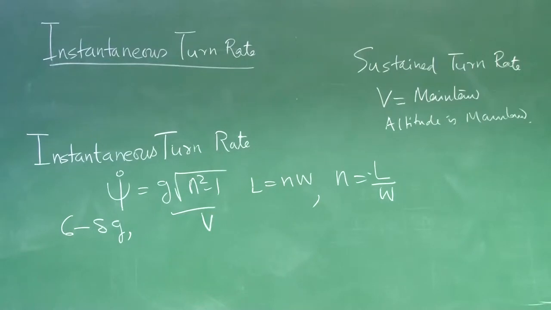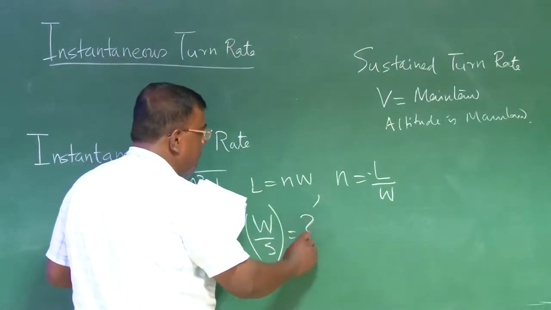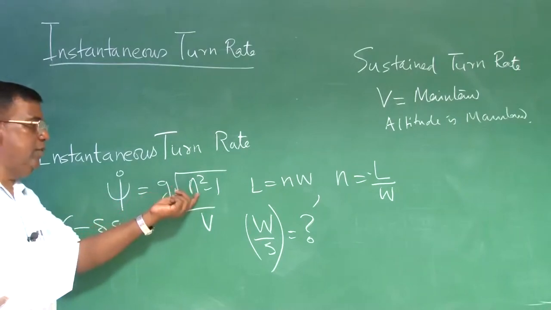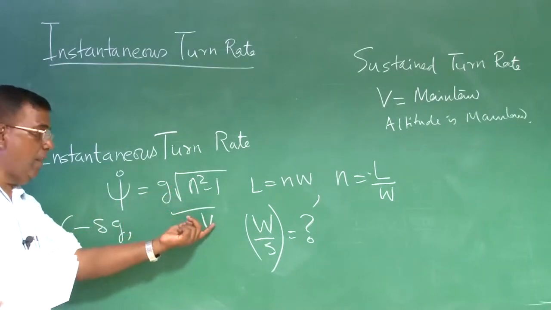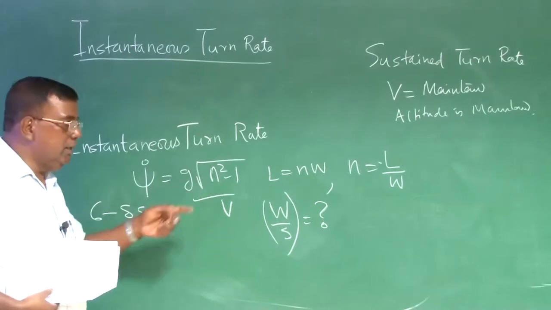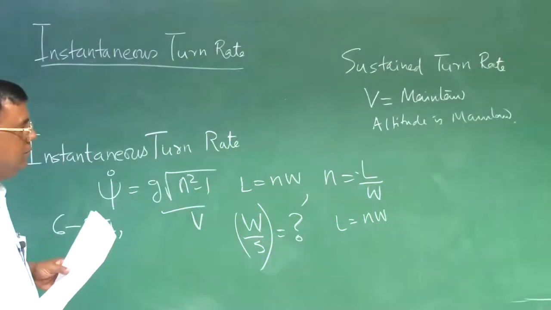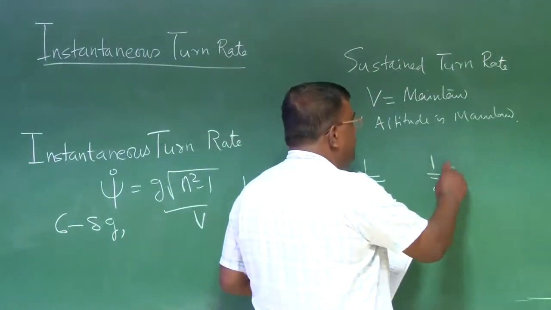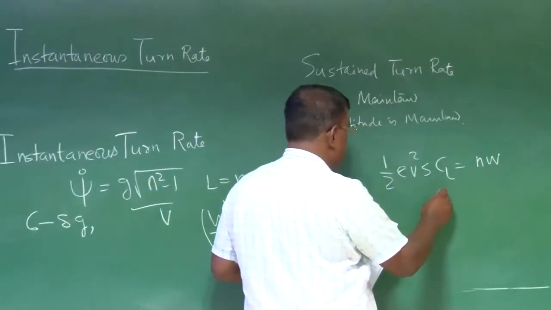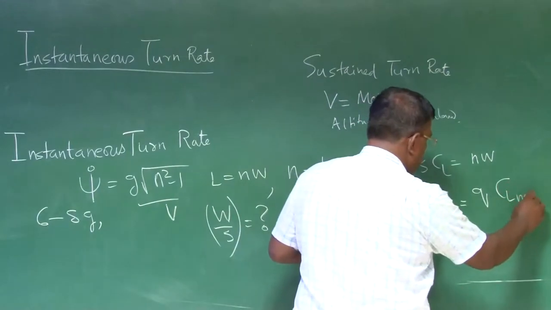But if I want to really find out what is the wing loading required for instantaneous turn rate, how do I find out? The simplest way is, if you know what is the n required from this expression, that is, at what speed, at what turn rate I want to move, that will correspond to a particular value of n, right? And then, you know, lift equal to nW, put that value of n, and half rho V square S CL equal to nW. So CL I know, or W by S I know as Q CL max by n.